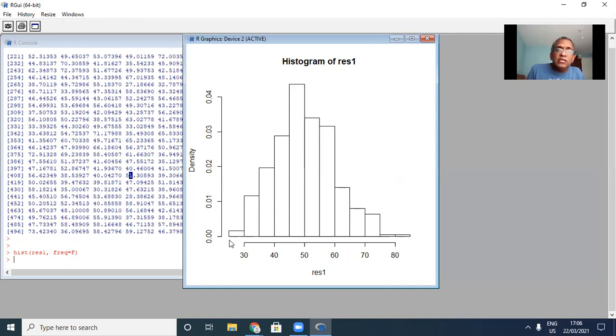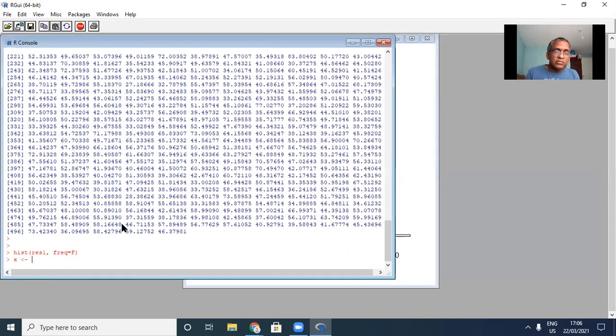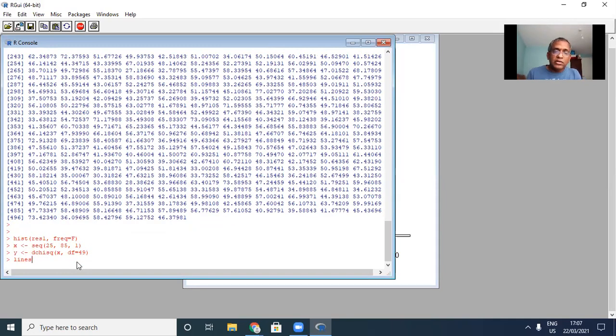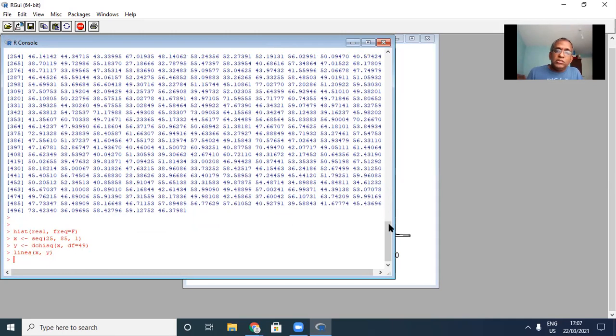To do that, first I need to define the x-axis. So let's say 25 to 85. So let's take the x-axis from 25 to 85 in steps of 1, and y as the density of chi-squared at x with the degree of freedom equal to 49. It is 49 because n is 50, so n minus 1 is 49. And then finally you use the lines command, x comma y, and this is what you will get.